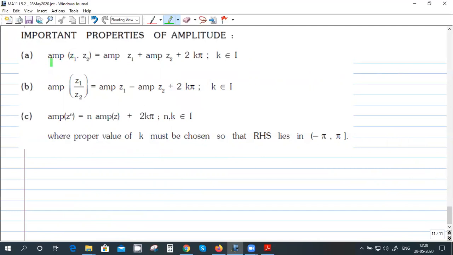Okay. How can you prove this one? Amplitude of z1 z2. z1 and z2 are two complex numbers, right? So you can take z1 as x1 plus i y1 and z2 as x2 plus i y2. Or you can take z1 as r1 into e raised to the power i theta 1 and z2 as r2 into e raised to the power i theta 2.